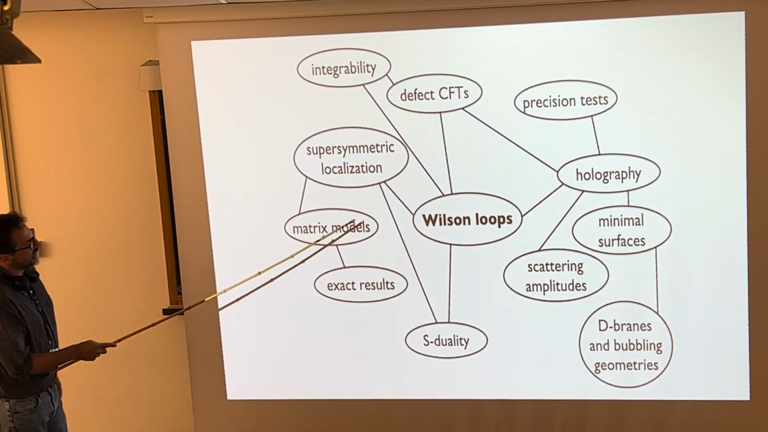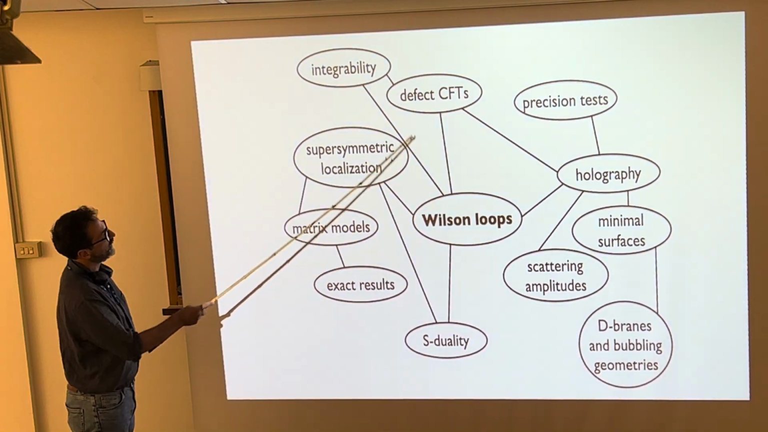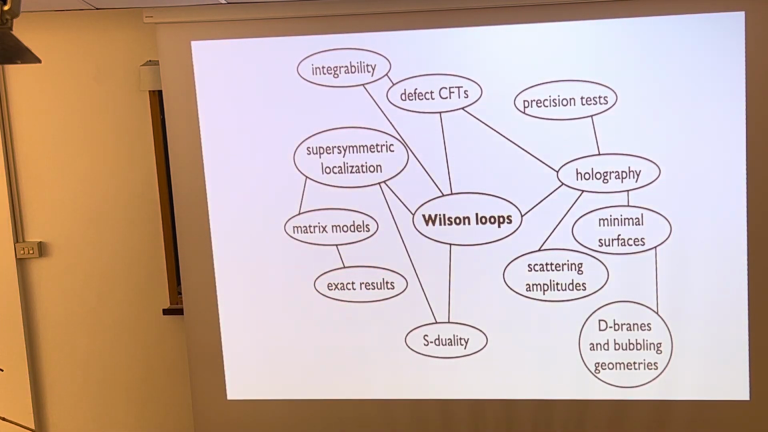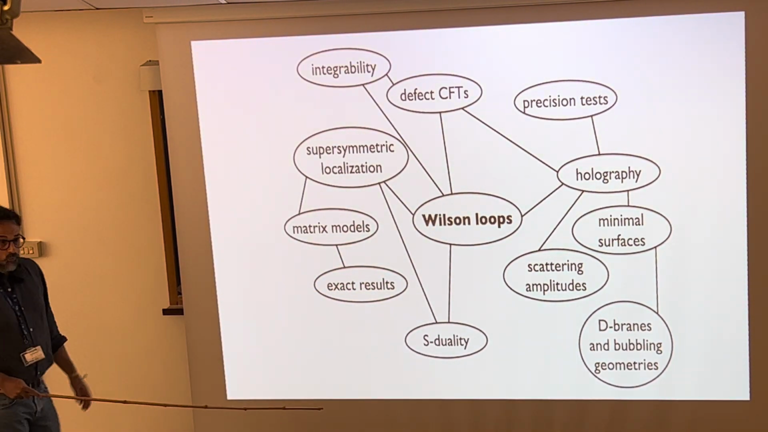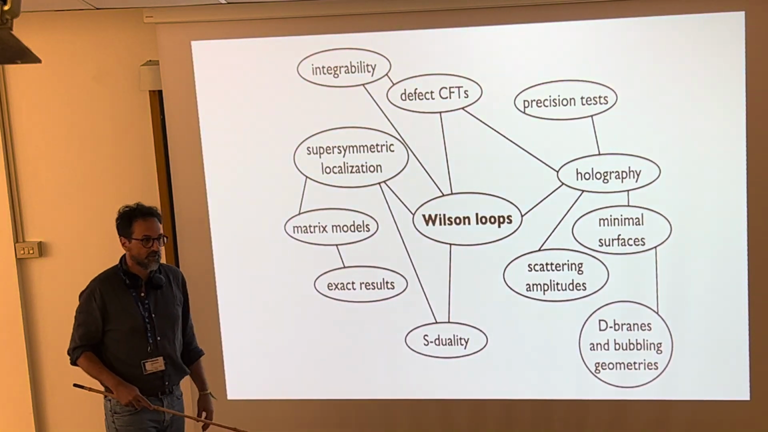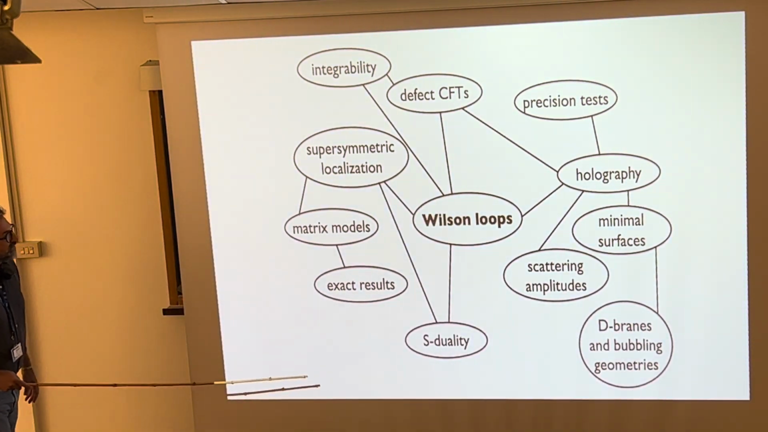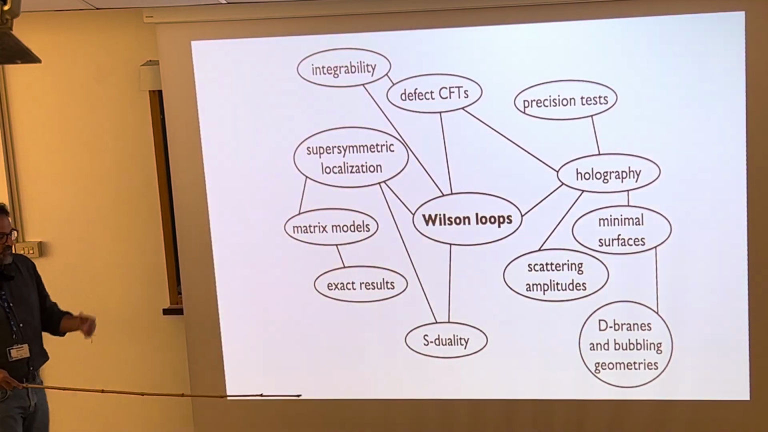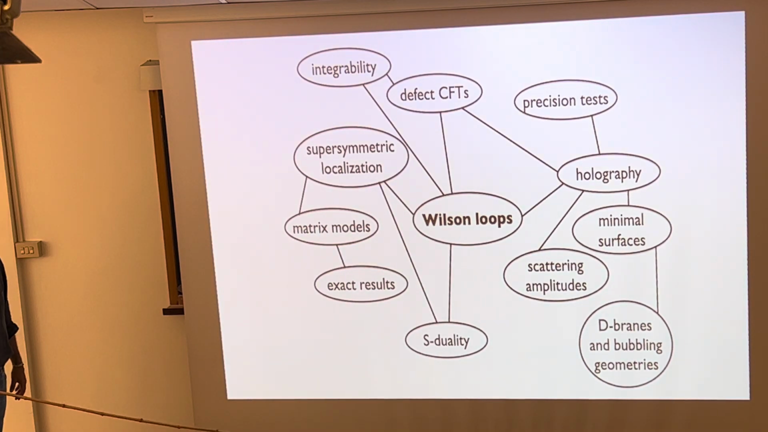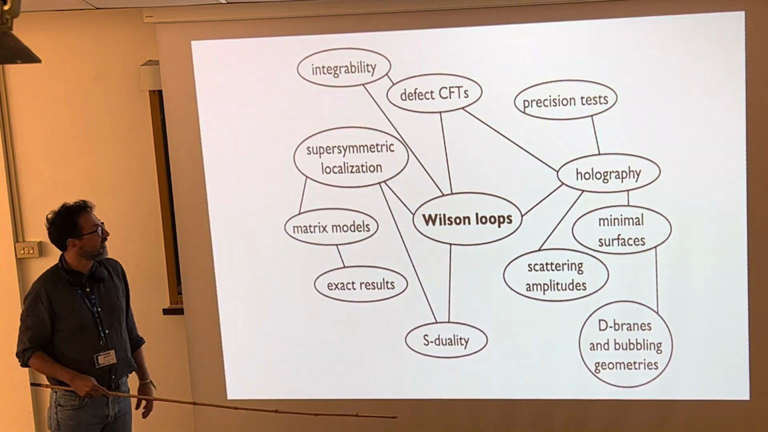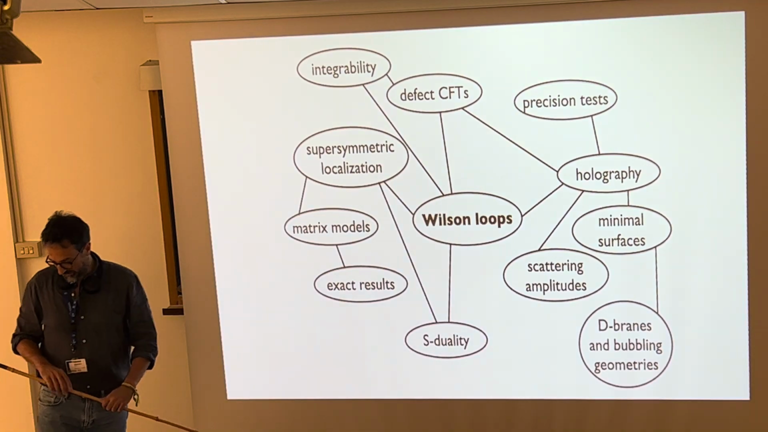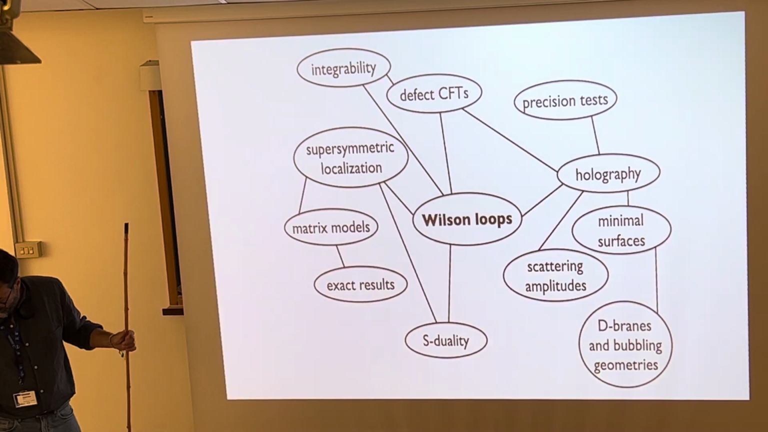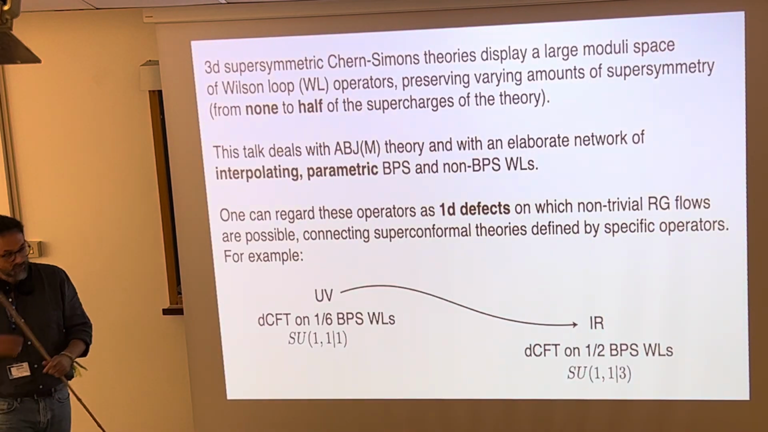In this talk, I'm going to focus mostly on this interpretation of Wilson loops as defect conformal field theories. So one-dimensional CFTs, and we are going to see this in three dimensions, in the case of ABJM, a three-dimensional Chern-Simons matter theory, in which Wilson loops are very, very important, and they have a very rich moduli space of possible operators.